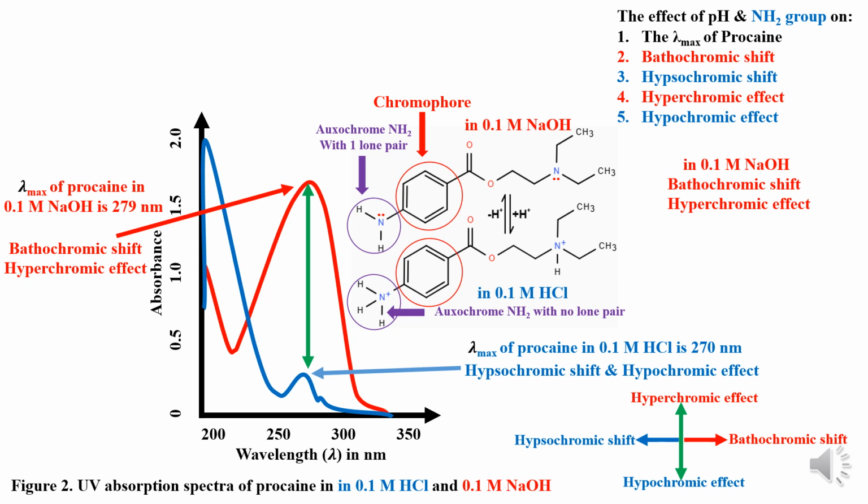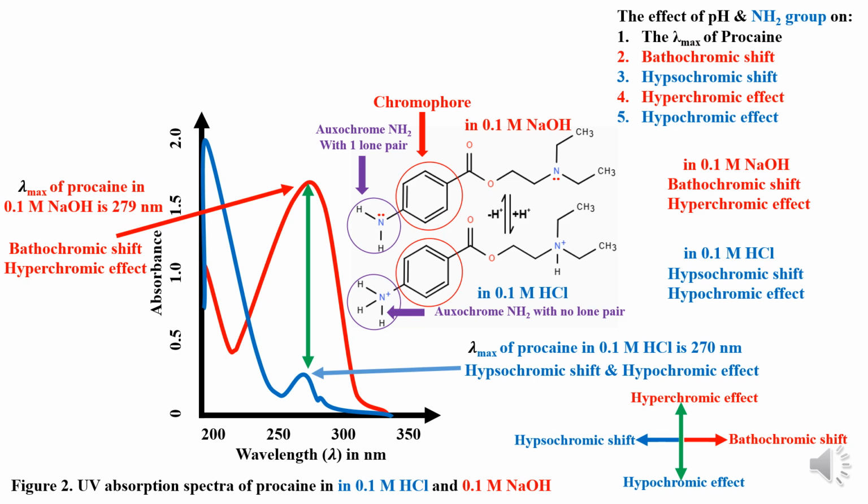So under basic condition, phenylephrine, that is procaine, in 0.1 molar sodium hydroxide produces bathochromic shift as well as hypochromic effect. And under acidic condition, procaine in 0.1 molar HCl exhibits hypsochromic shift and hypochromic effect. And you can see it's just a matter of one lone pair of electrons. How one lone pair of electrons can influence the UV absorption spectra of a drug molecule.